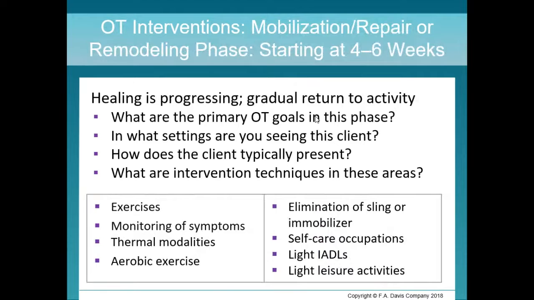The next stage is going to be your remodeling phase, or your mobilization and repair phase. This is usually starting at about 4 to 6 weeks, depending on the level of injury. The goal of this stage is to gradually transition the client to being more active and resuming light activities with the impaired arm.